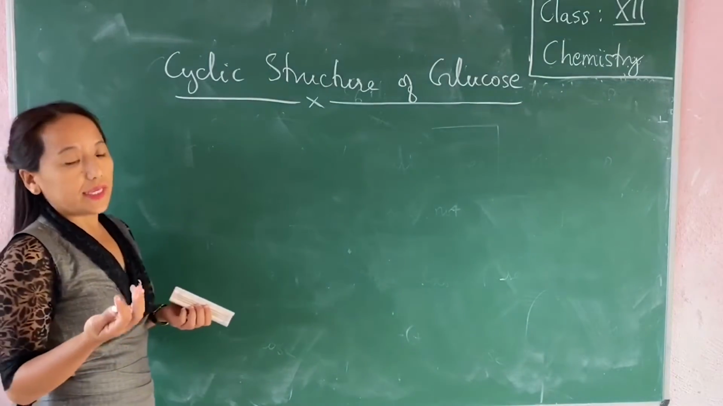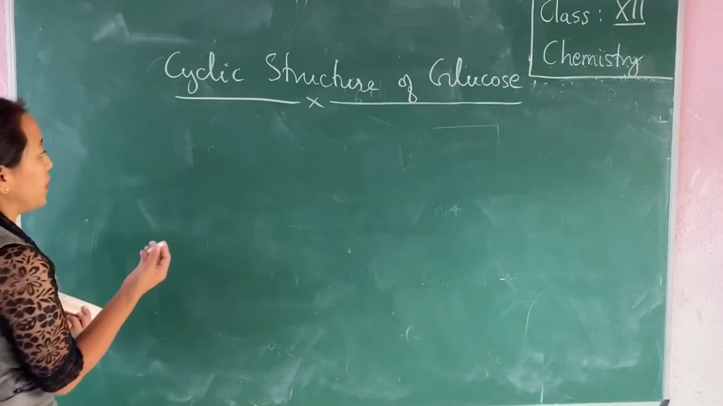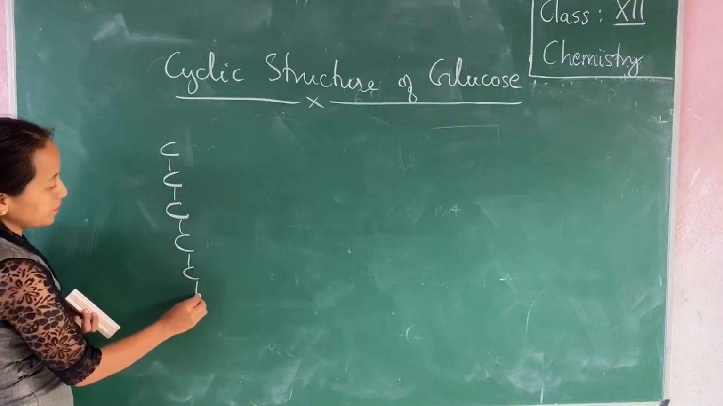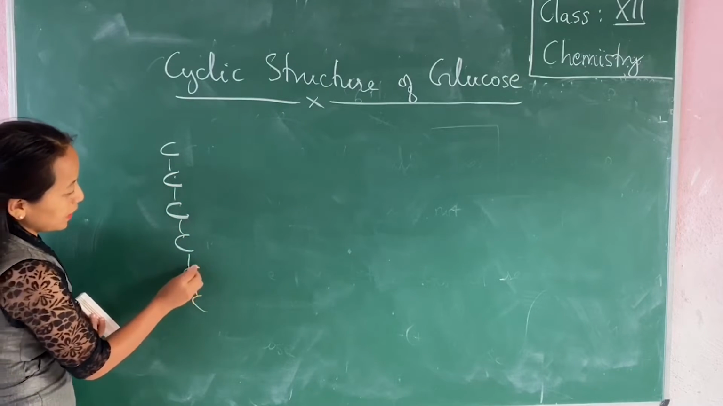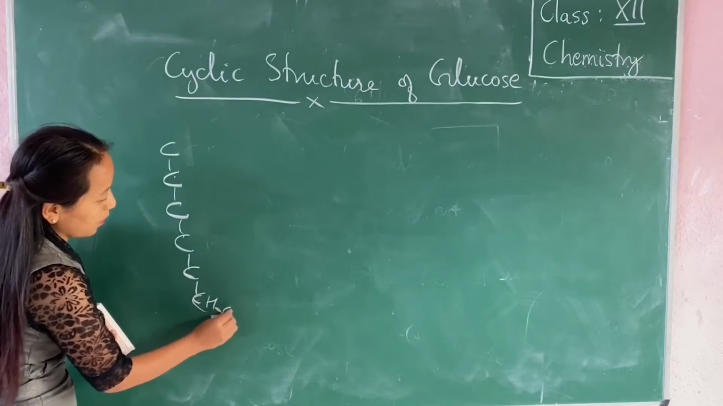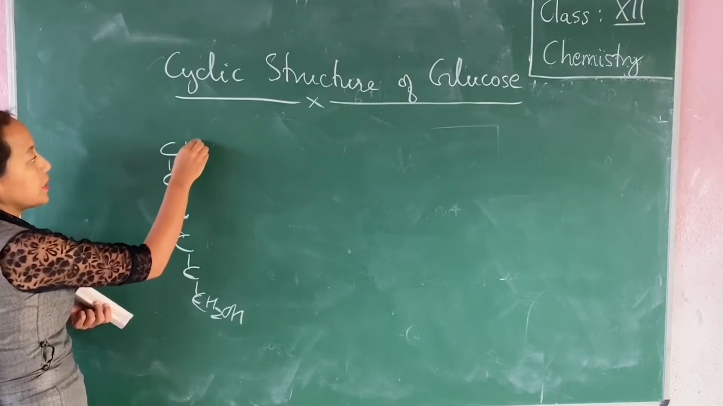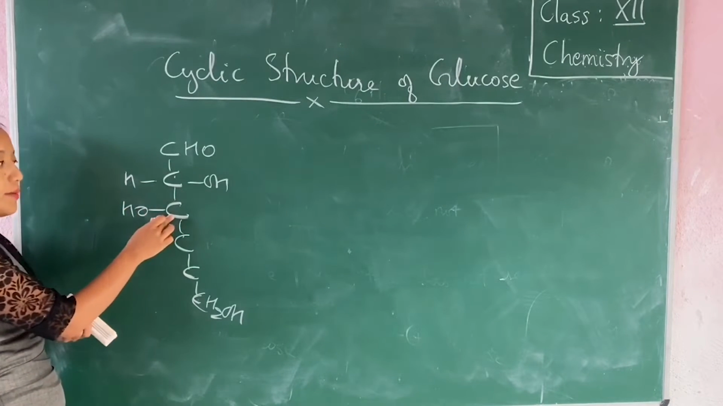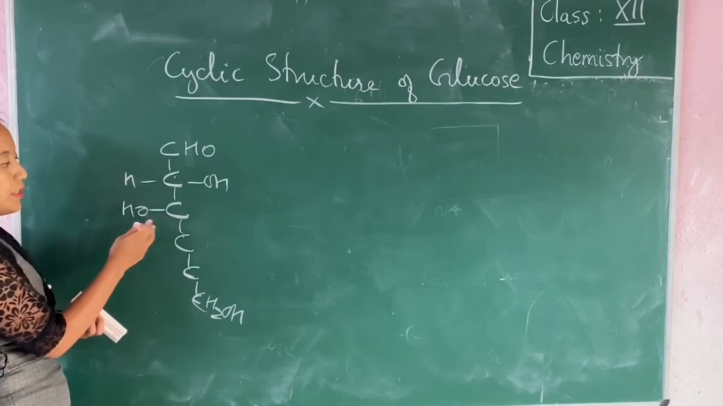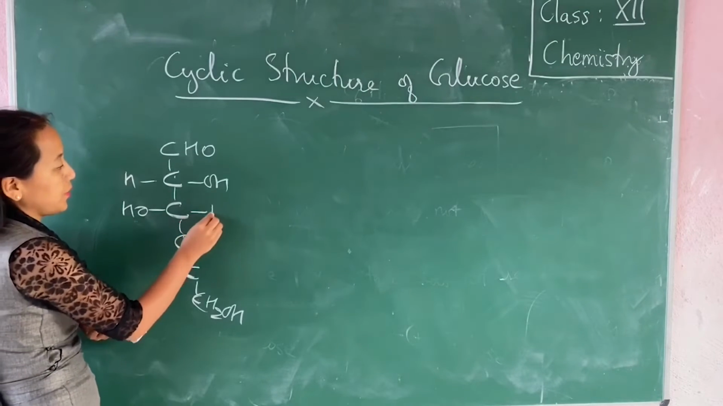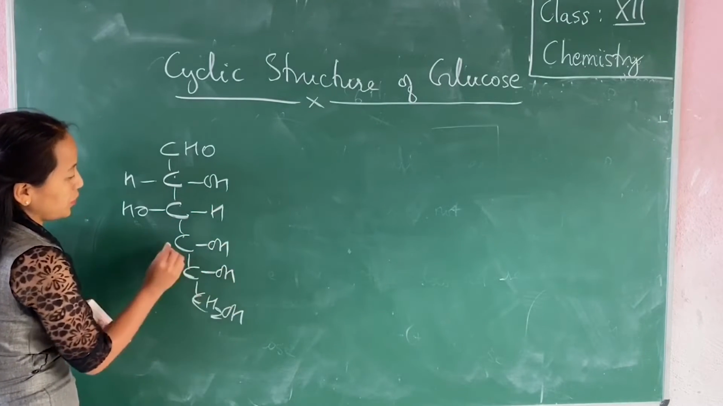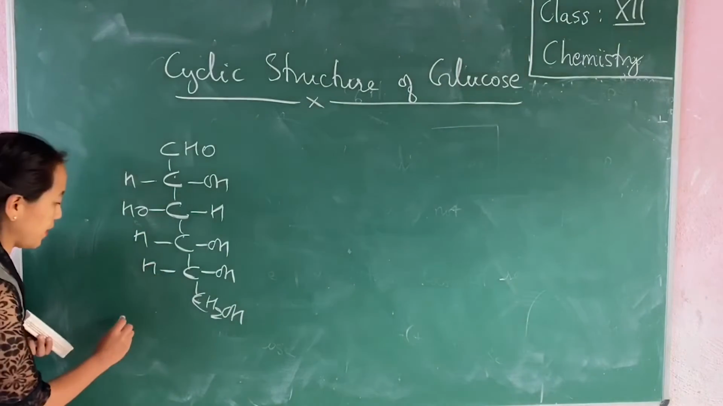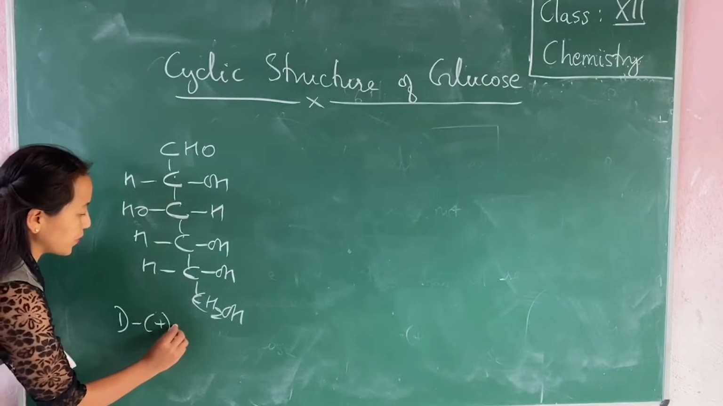To know the cyclic structure of glucose, let us first write down the open structure of glucose. You have 6 carbon atoms, 1, 2, 3, 4, 5, 6. The last carbon atom is a primary alcohol. The first one is an aldehyde, and then you have OH, H, OH. The third carbon atom carries OH on the left hand side. Then you have H, OH, OH, H, and H. So this is the open structure of glucose. In this case, I have drawn the structure of D plus glucose.